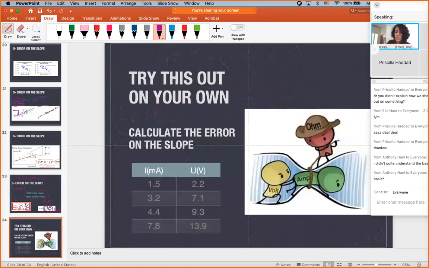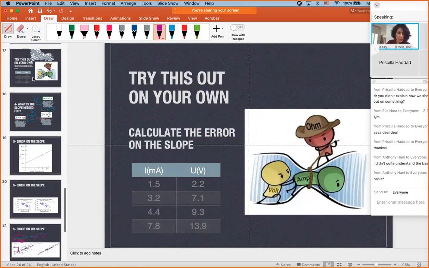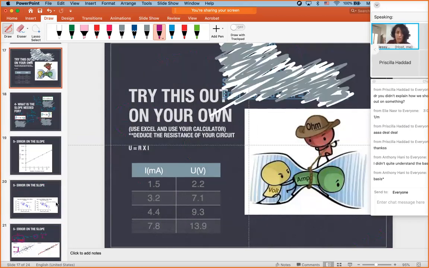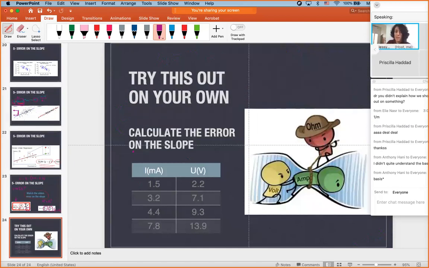All right, and this is where I wanted to ask you to find, didn't we do supposedly here the slope? And in this slide, they want the error on the slope. Let's not do that. Let's do it in lab 3, okay?